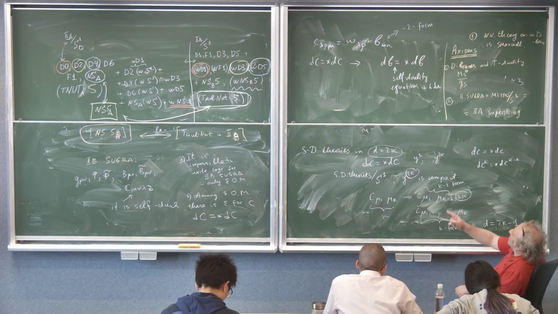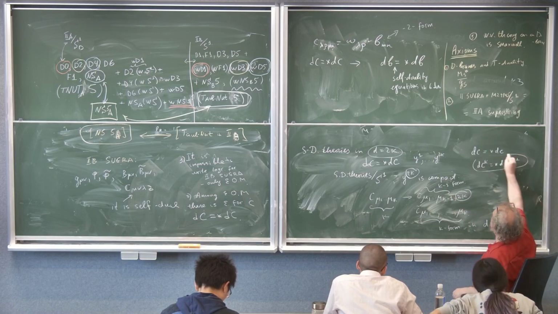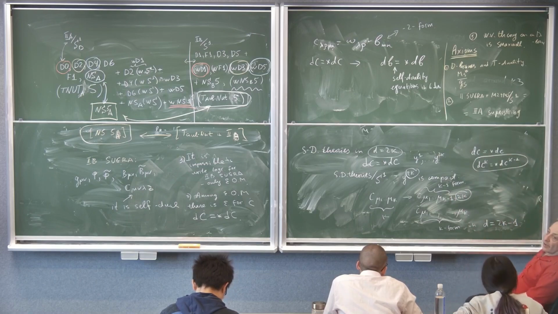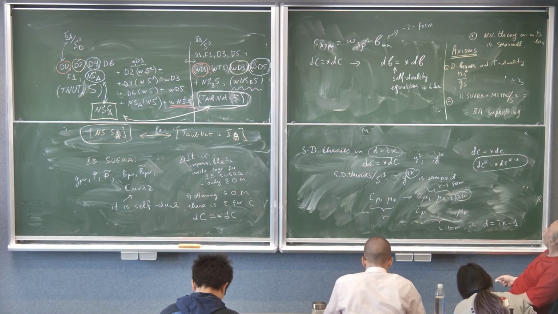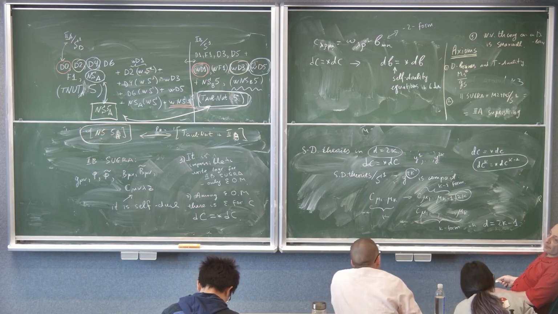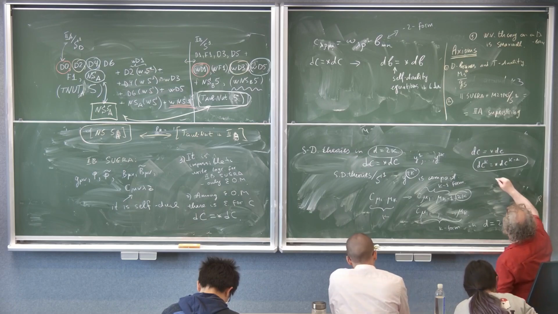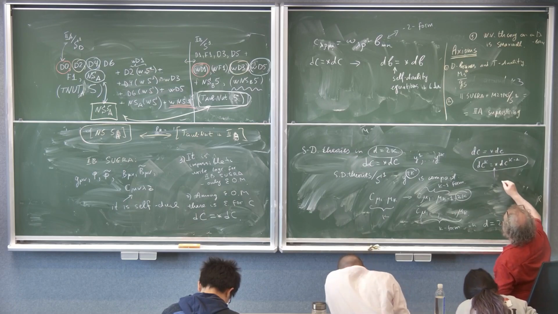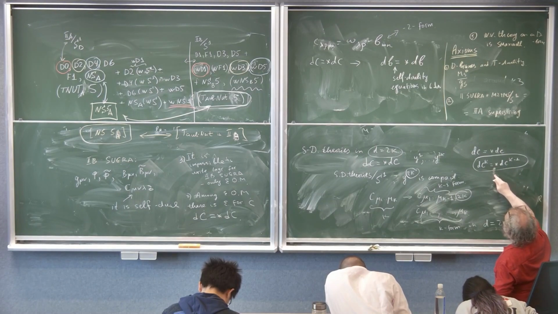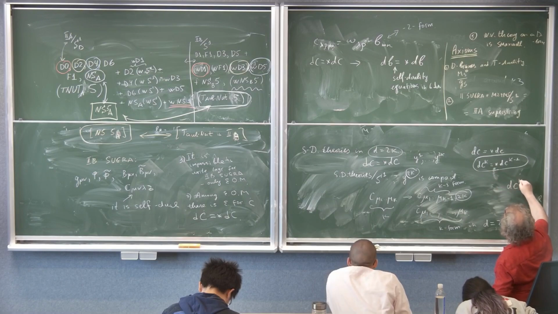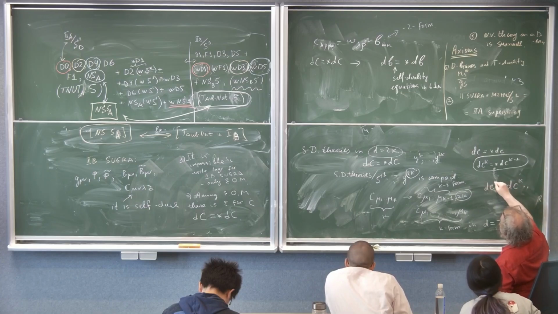And then the mysterious equation of motion takes a very standard form that I could get from a Lagrangian. And these equations are coming from the Lagrangian dC_k star dC_k.